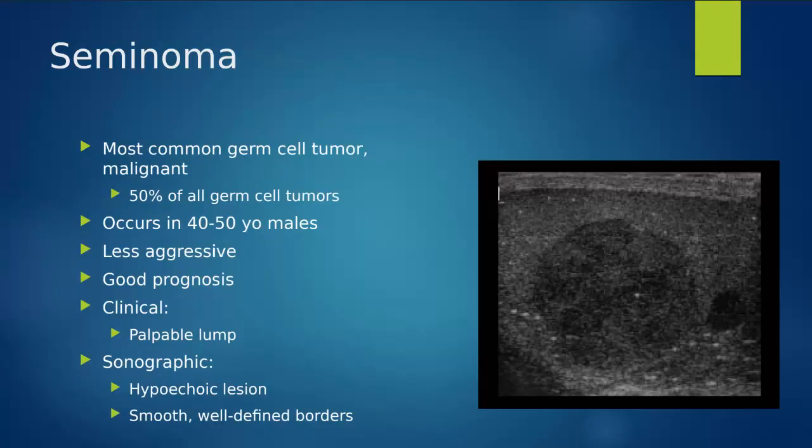All right, moving into our germ cell tumors, particularly of the testicle. Our first one, as we said, a seminoma. This is going to be the most common type of germ cell tumor. This is cancerous, this is malignant. This accounts for 50% of all germ cell tumors, and it is going to occur in men who are between the ages of 40 and 50.